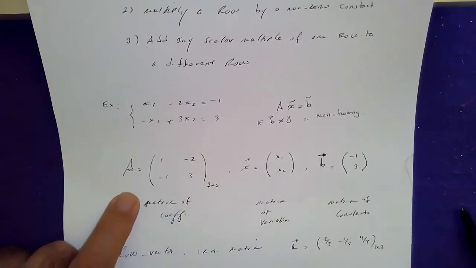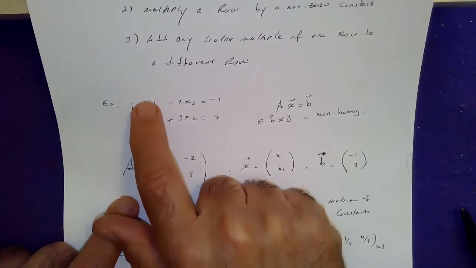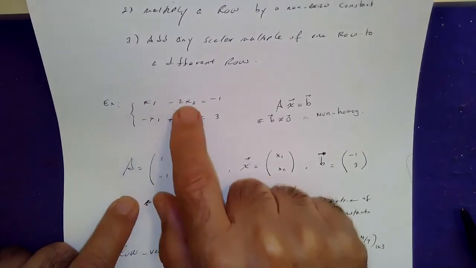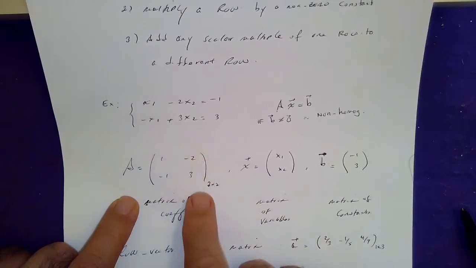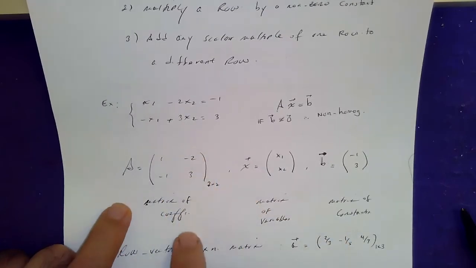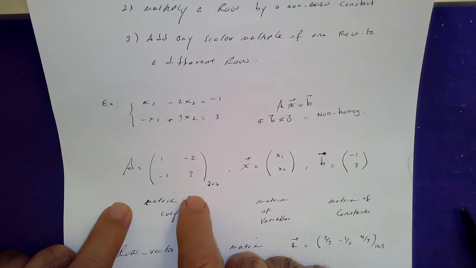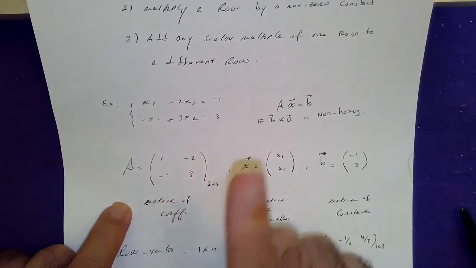So in this particular case, A is the matrix of coefficients of the variables. Notice it's 1, -2, -1, 3. There it is. So the matrix of coefficients is a square matrix, which is 2 by 2. Does it have to be square? Not really.